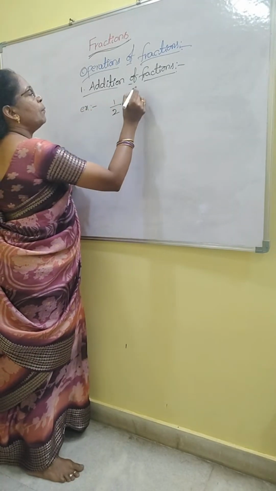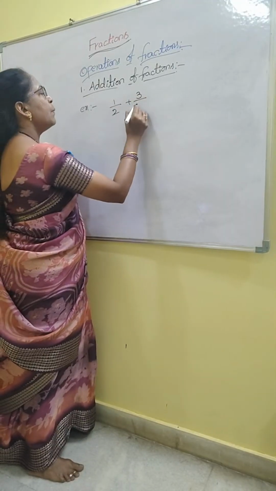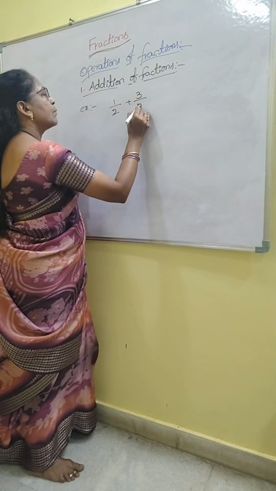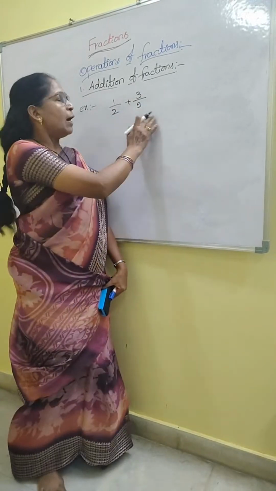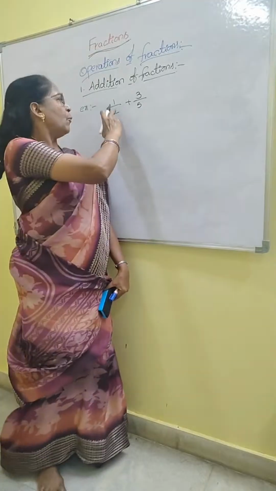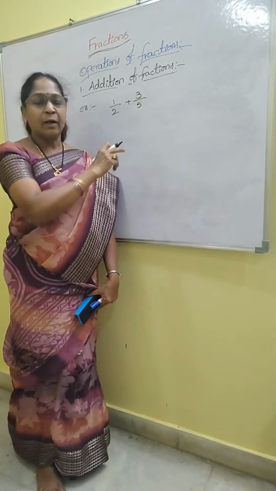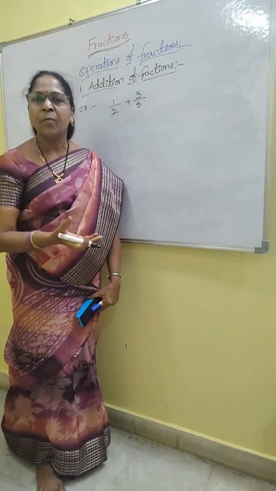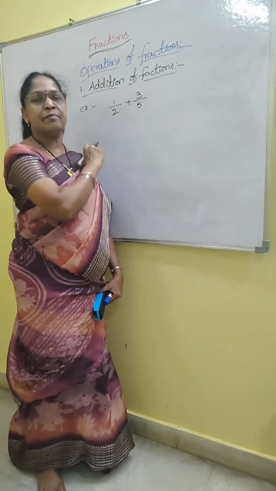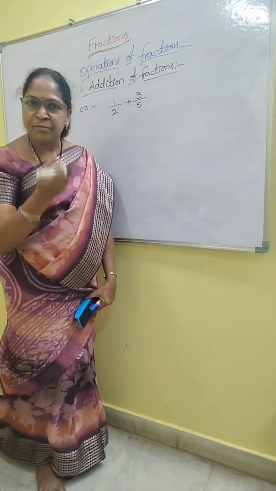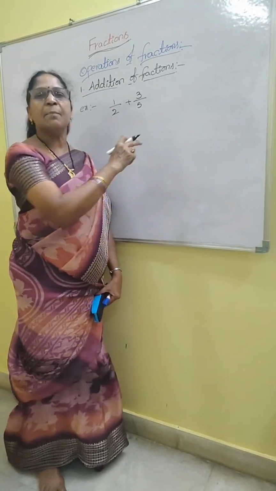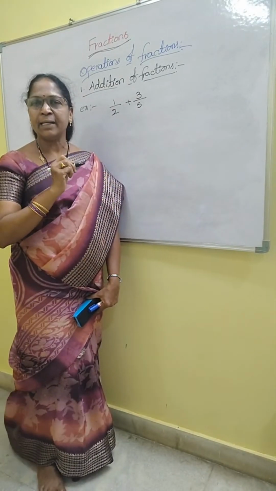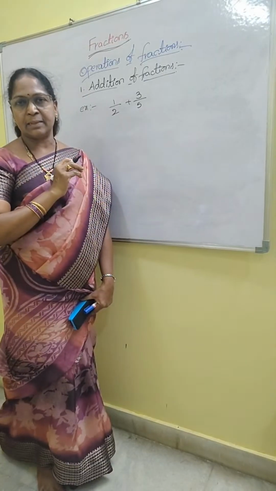1 by 2 plus 3 by 5. Any other number you can write. If you observe this question here, 1 by 2 plus 3 by 5, here what are the denominators? 2 and 5. Are 2 and 5 same? No. That means these type of fractions we call as unlike fractions.